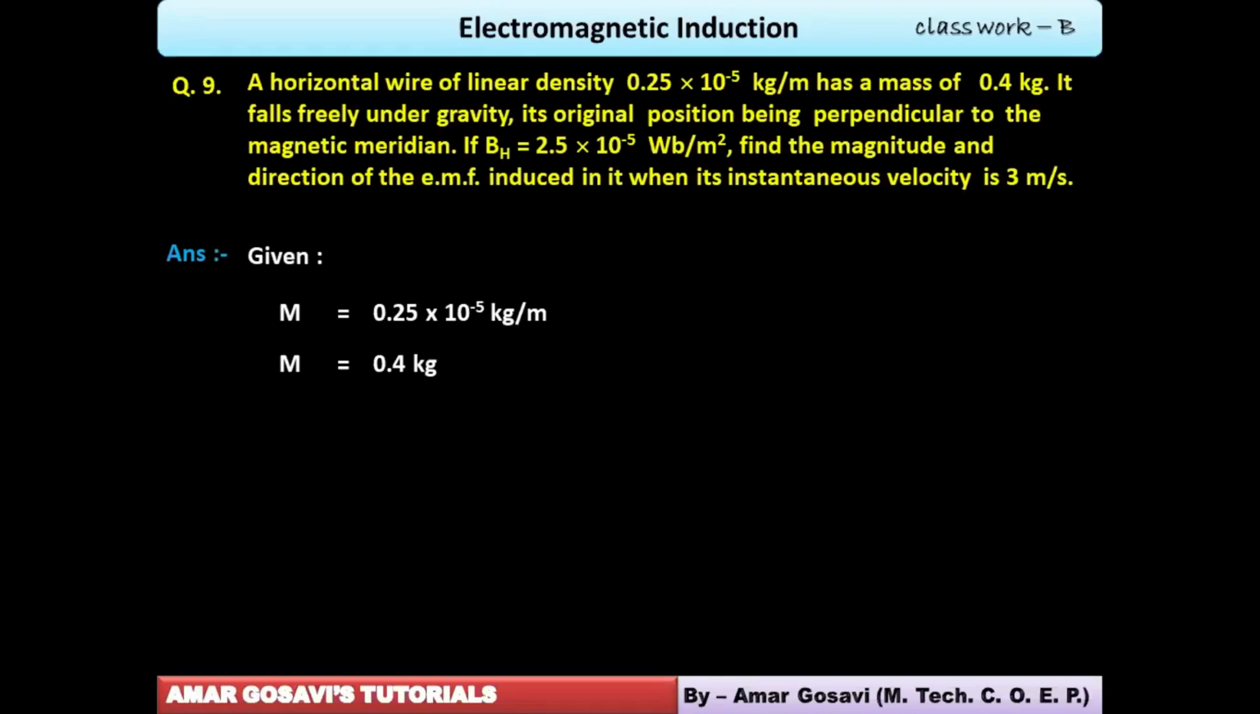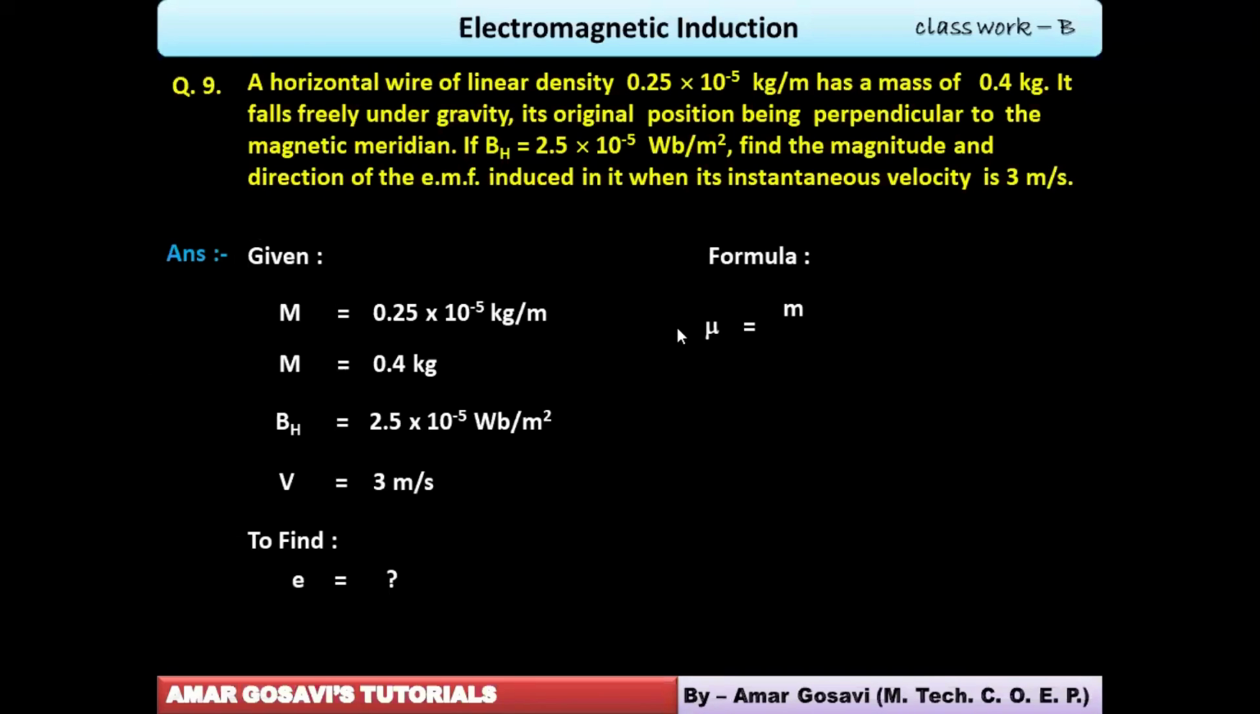Okay. So mass per unit length, and from mass you can estimate the length basically. BH is given to you. Velocity is 3 meter per second. So EMF, we know the formula. Here the linear mass density can be represented as mass per unit length. So from this you can estimate, here it should be length. Okay. You can estimate length from this.